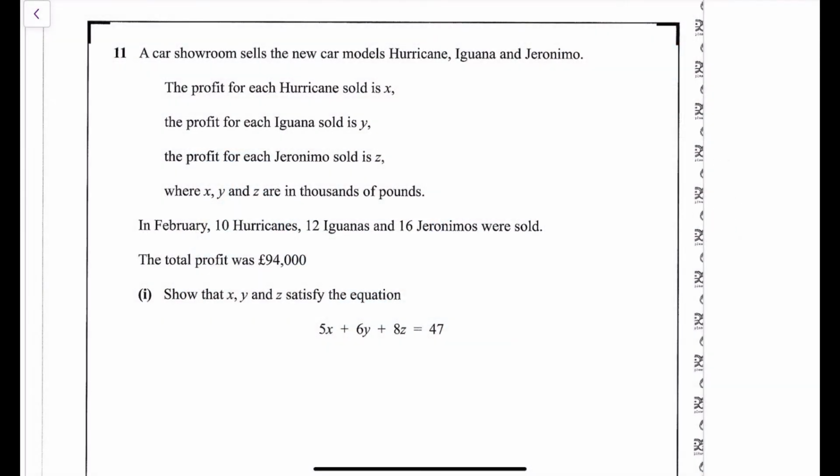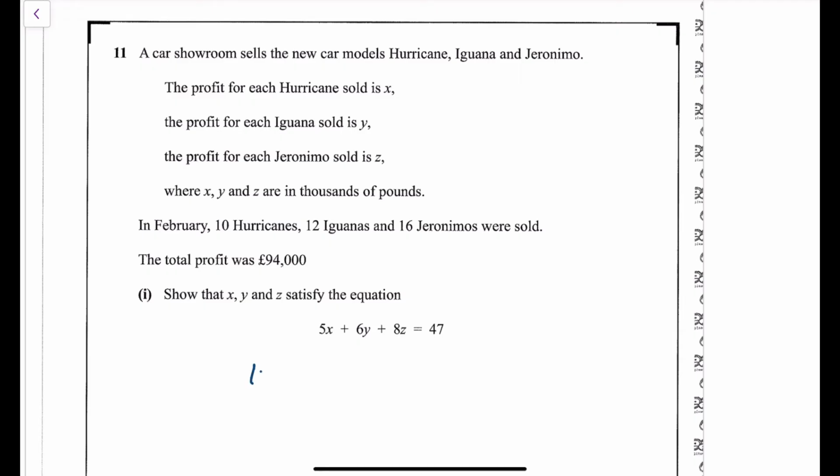This question is a simultaneous equations question. It says a car showroom sells new car models, Hurricane, Iguana and Geronimo. The profit for each Hurricane sold is X, the profit for each Iguana sold is Y, the profit for each Geronimo sold is Z, where X, Y and Z are in thousands of pounds. In February, 10 Hurricanes, 12 Iguanas and 16 Geronimos were sold. The total profit was 94,000. Show that X, Y and Z satisfy the equation.